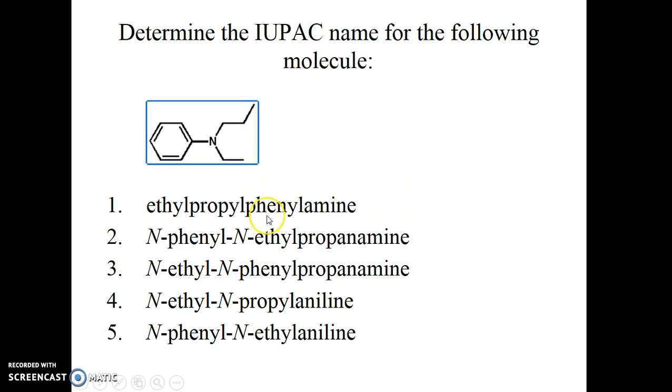What is the IUPAC name for this? Well, you find the longest chain, and that would be the aniline. So you would call that aniline, and then we see there is an ethyl and a propyl. So it would be N-ethyl-N-propylaniline.